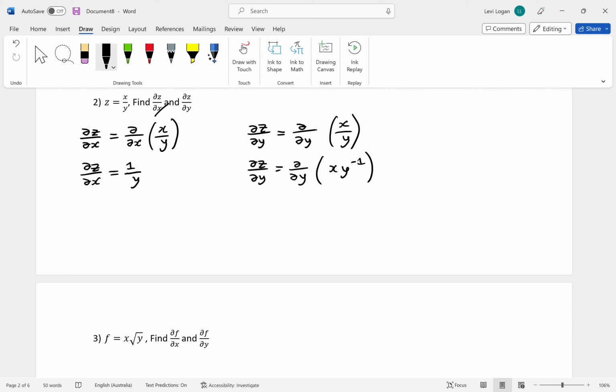I'm going to say that a lot. I won't care about the x unless I'm differentiating with respect to x. Bring the negative 1 down the front and subtract by 1. So you're going to have delta z over delta y equal to negative x multiplied by y to the negative 2. Simplifying that whole thing, delta z over delta y is equal to negative x over y squared. That is the partial derivative of z with respect to y. Boom, boom, boom. We've done it.